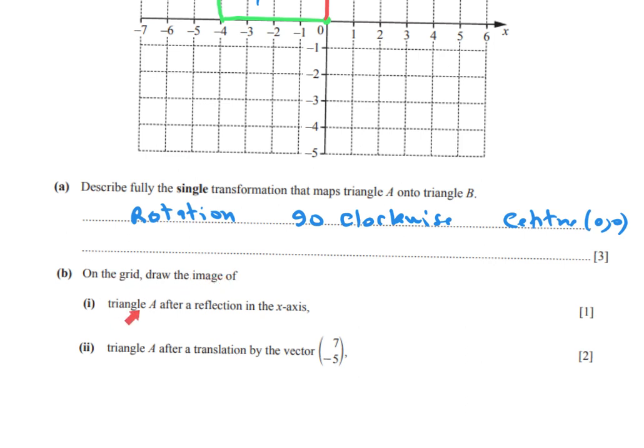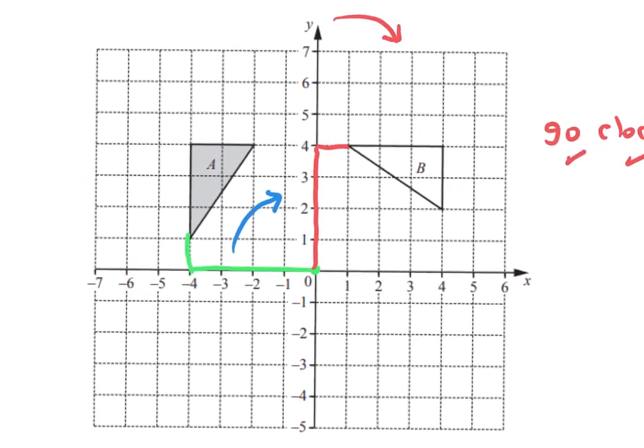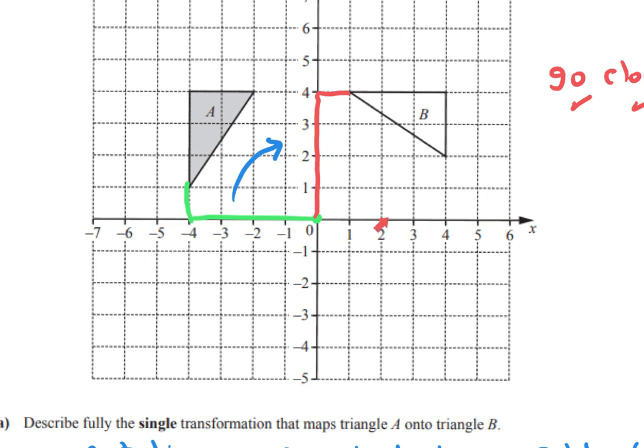On the grid, draw the image of triangle A after reflection on x-axis. So we need to find the image of triangle A by reflection on x-axis. This is the mirror line now. This point 1 up, so its image 1 down. Same, this point 4 up, so 4 down. And this point 4, so its image 4. So this is the image by reflection on x-axis. Okay? Now next question.